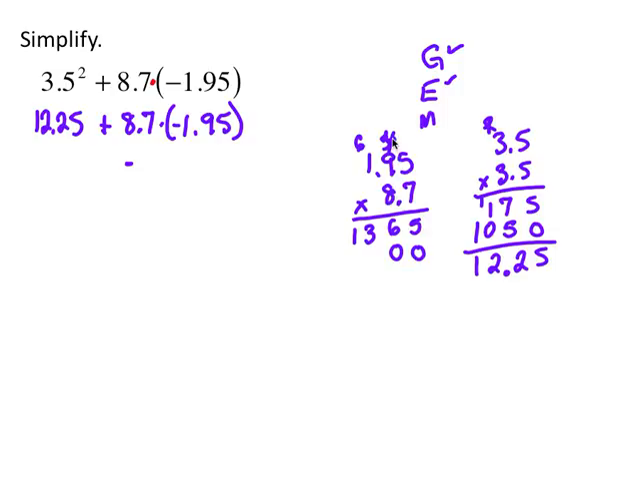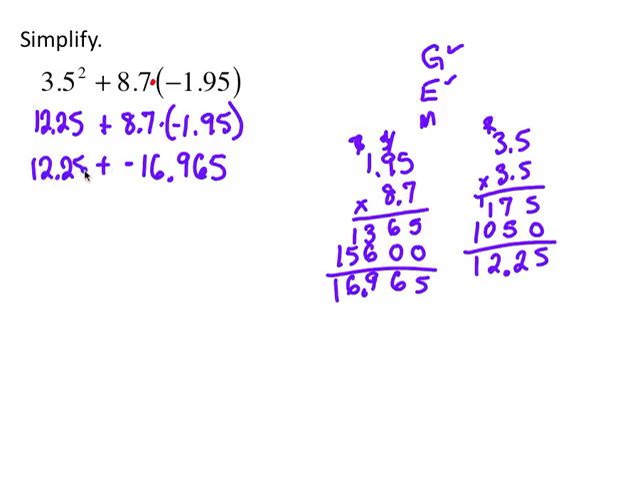So 8 times 9 is 72, plus 4 is 76. And 8 and 7 is 15. There we go. And 1, 2, 3 decimal places puts our decimal point right there. So 8.7 times negative 1.95 is negative 16.965. And we're adding that to 12.25. So we've got our multiplying and dividing done.